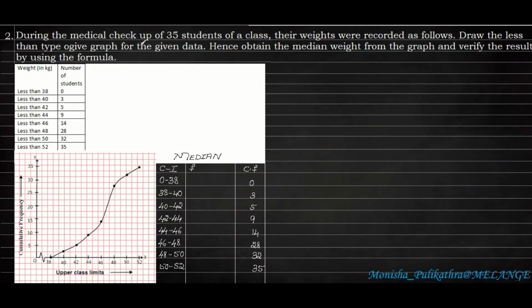In the second question, they have given the values of the upper limits and the cumulative frequency directly. During the medical checkup of 35 students of a class, their weights were recorded as follows. Draw the less than type graph. In the previous question, they gave: convert the distribution above to less than type. If they ask to convert, they will give only the frequency, whereas we have to find the cumulative frequency. Or else they will say change the distribution to more than type or change the distribution to less than type.